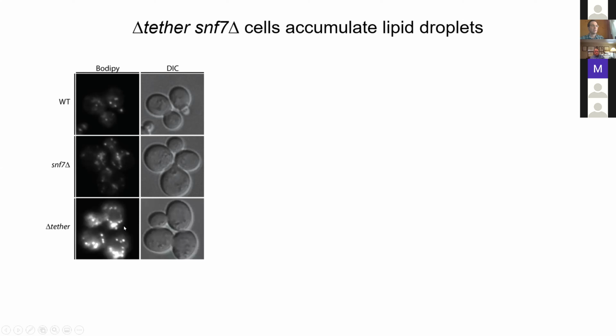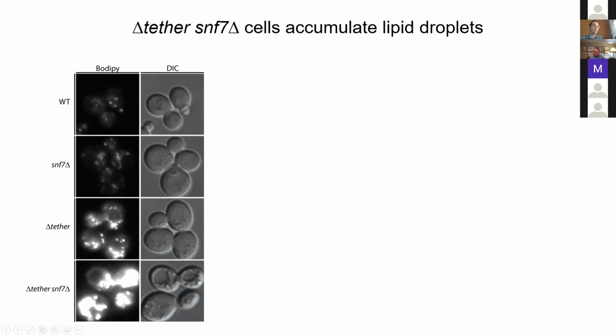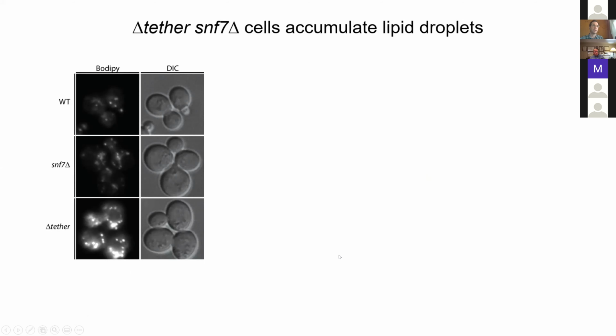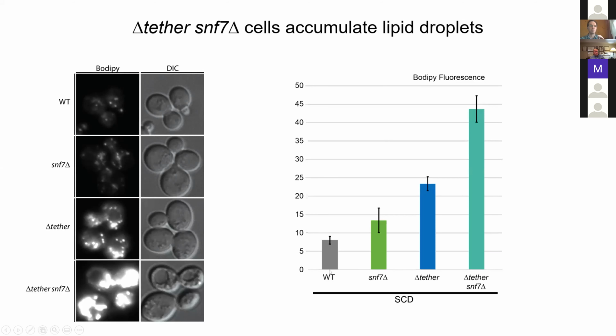However, the delta tether cells do have more, and what appear to be brighter, lipid droplets, which is consistent with what I saw in the TLC plates where I saw more TAG. And then when I imaged the delta tether SNF7 mutants, they were just full of extremely bright lipid droplets. And when I quantified this using flow cytometry, I could see that delta tether SNF7 mutants had roughly 4 times the amount of BODIPY fluorescence as wild type cells.